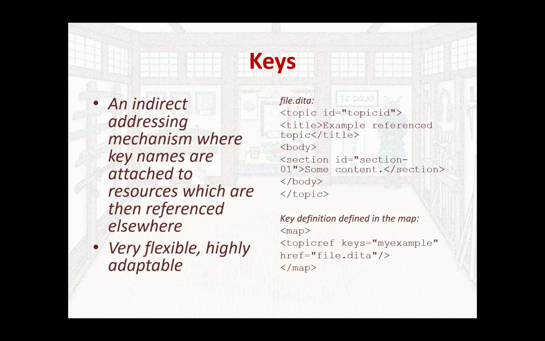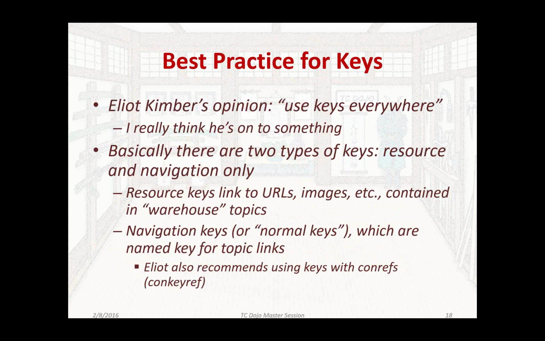And then at the bottommost level, we have the key mechanism. It's an indirect addressing mechanism where key names are attached to resources, which are then referenced elsewhere. That's very flexible and highly adaptable. And for best practice for keys, one of the key persons who advocates on behalf of the use of keys is Eliot Kimber, and in his opinion, you should use keys absolutely everywhere. And I really do think he's onto something.